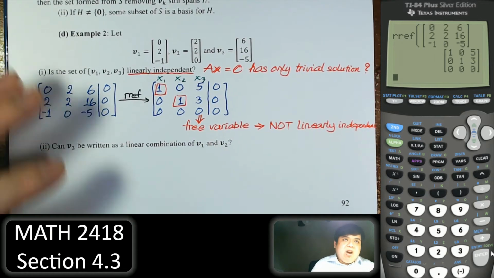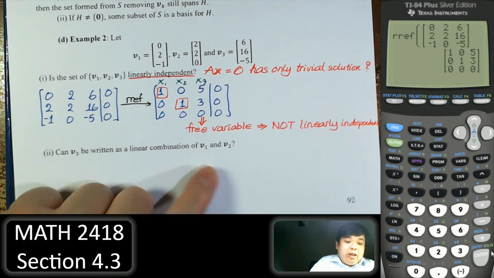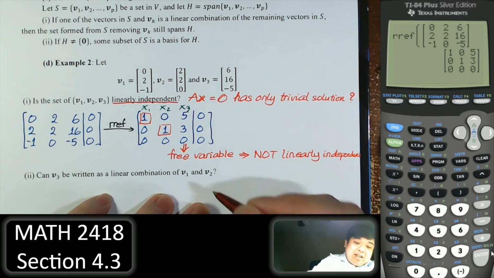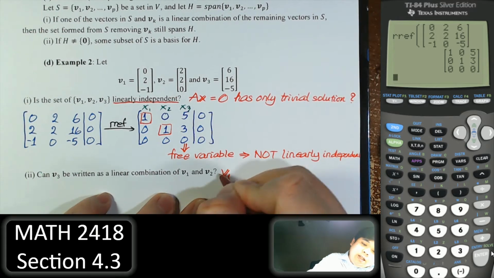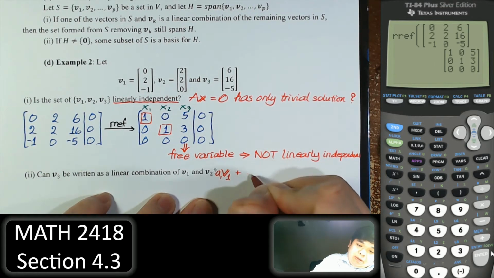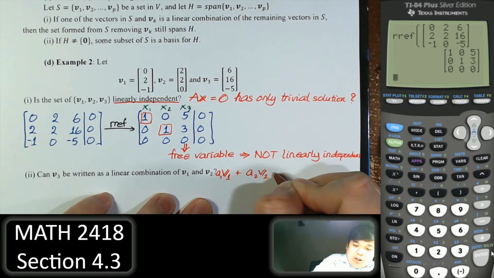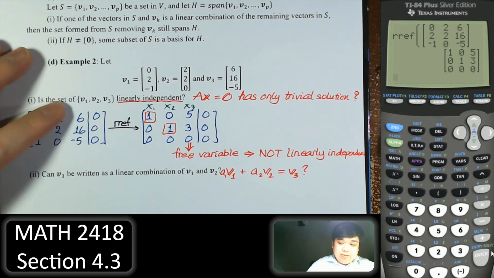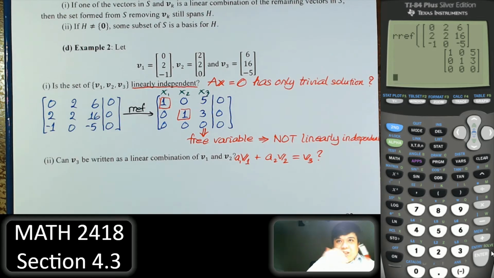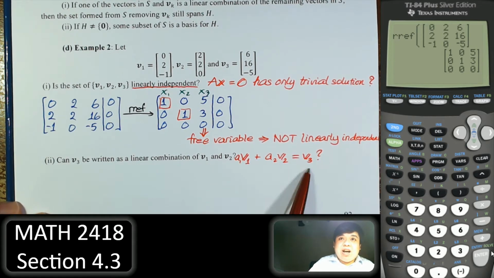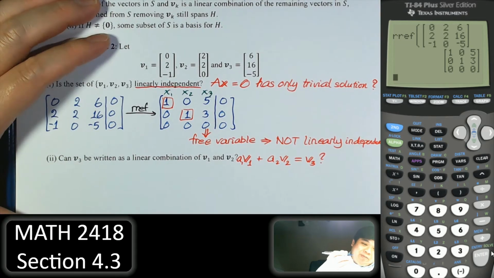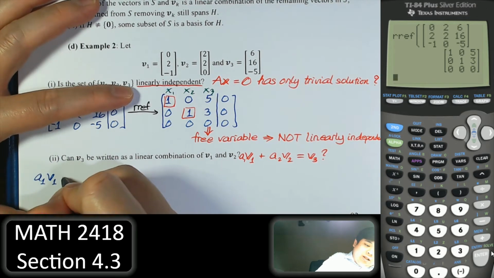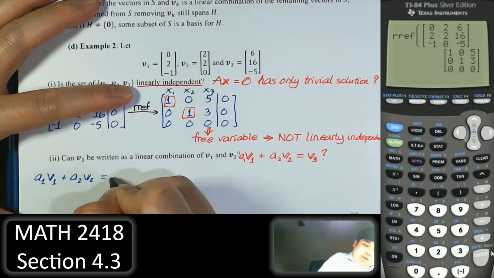Right, now if it's not linearly independent, can we write vector v3 as a linear combination of v1 and v2? Let's say in that case, can we write a1 times v1 and a2 times v2? Can we write like that? I mean, certainly we can write like that, but is there an a1 and a2 that satisfy this equation? That's what I mean. So a1 v1 plus a2 v2 equals v3.